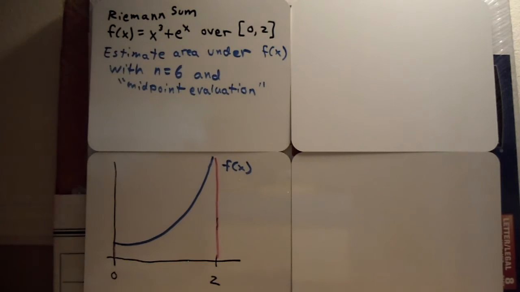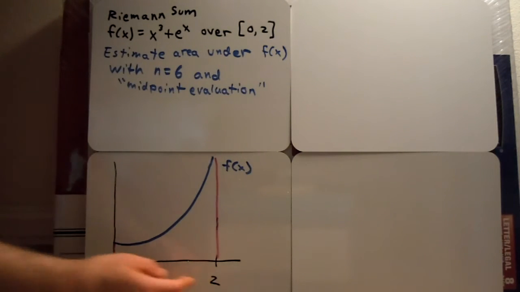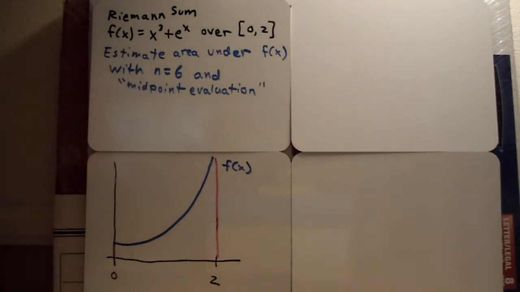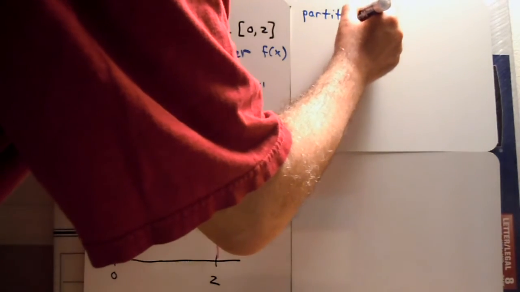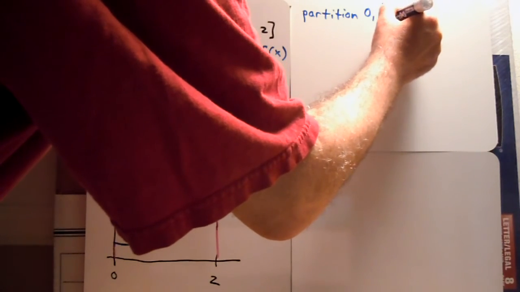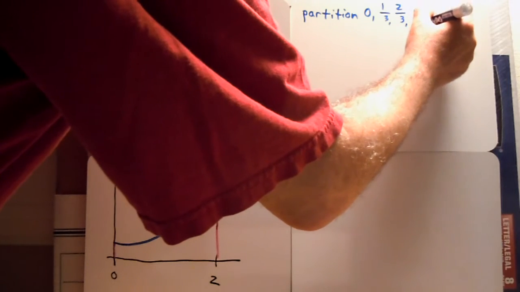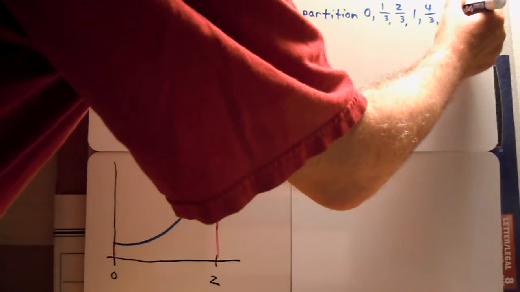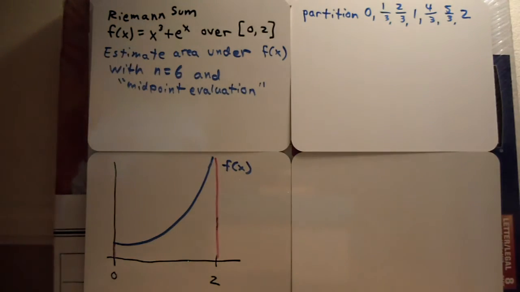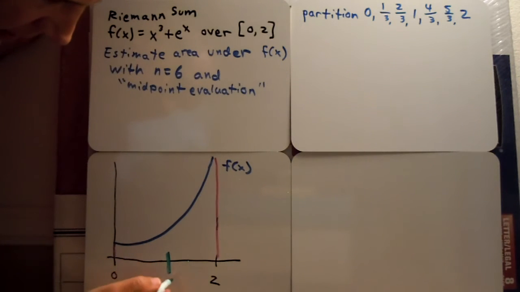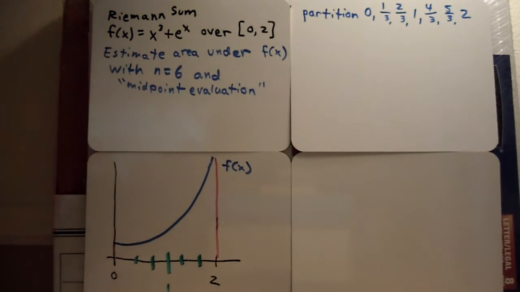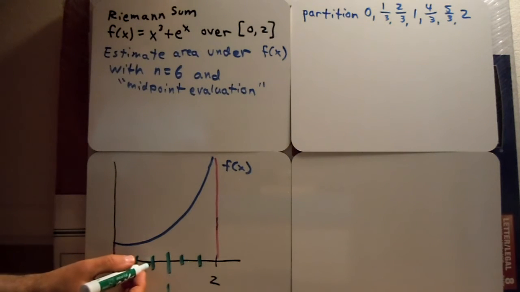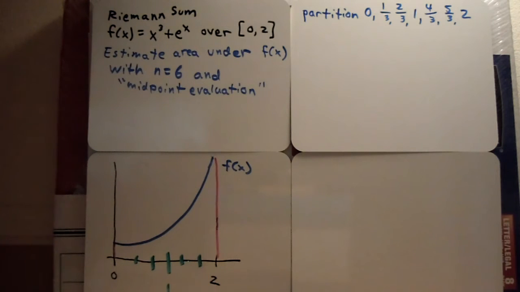So the first step is to partition the interval from 0 to 2 into 6 equal pieces. So the partition would look like this: 0, 1/3, 2/3, 1, 4/3, 5/3, 2. So those would be the boundary points of our subintervals, dividing this up into 6 equal parts.